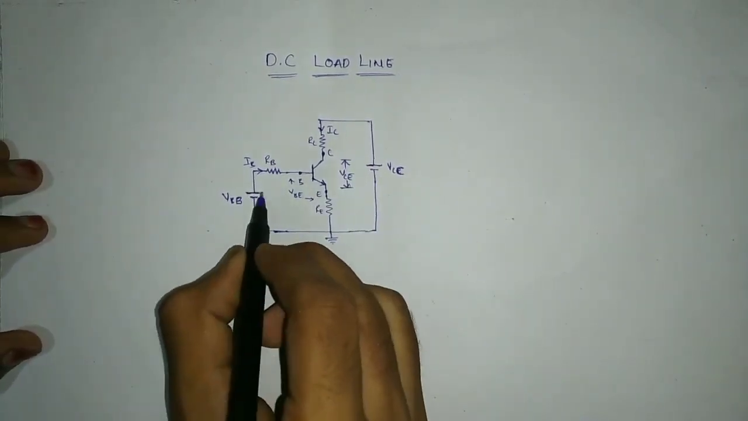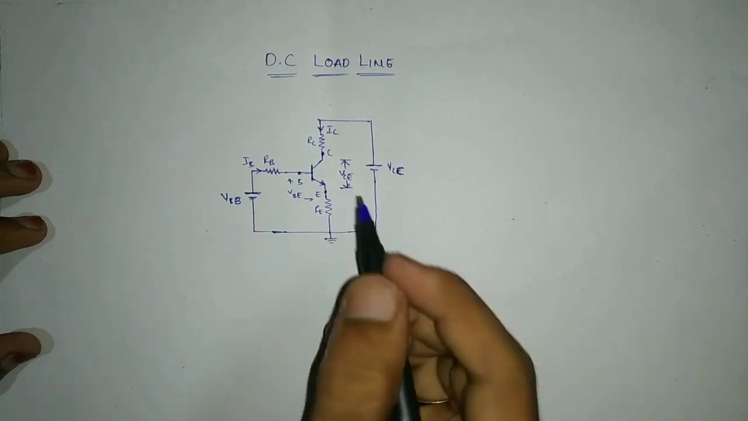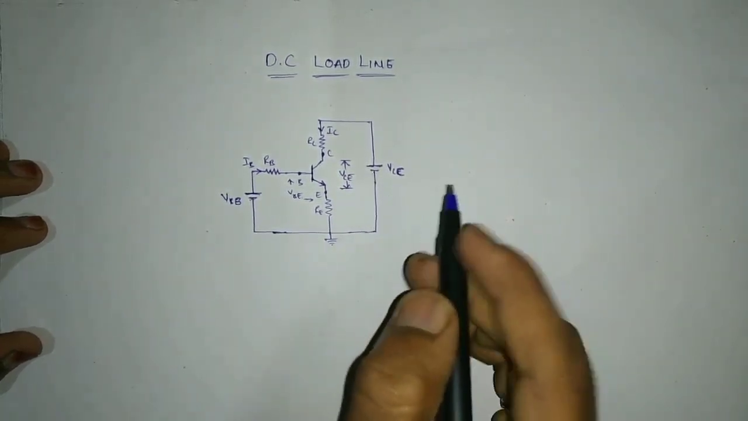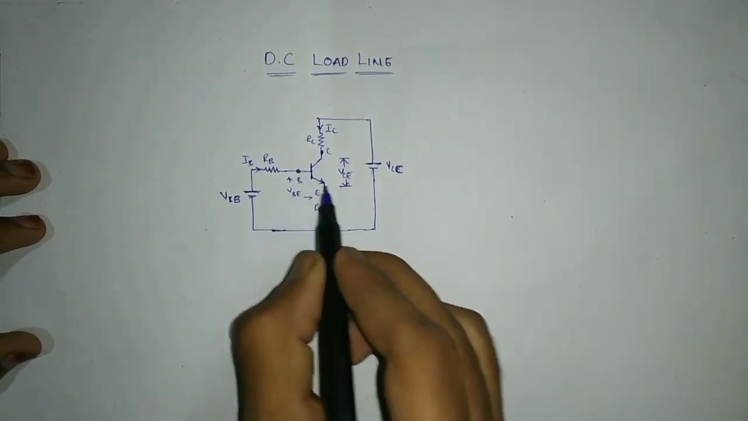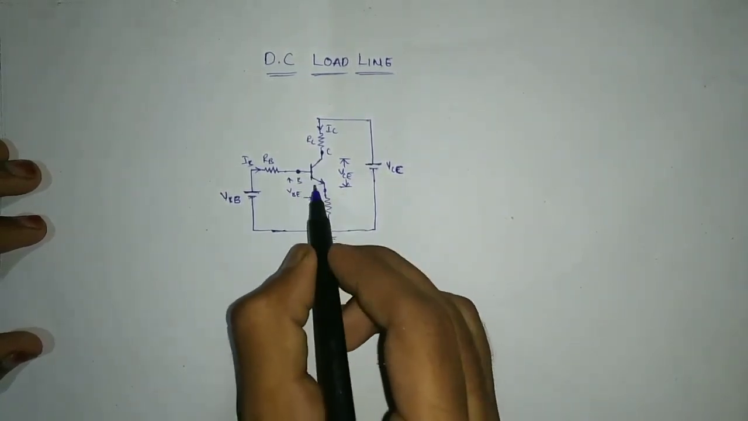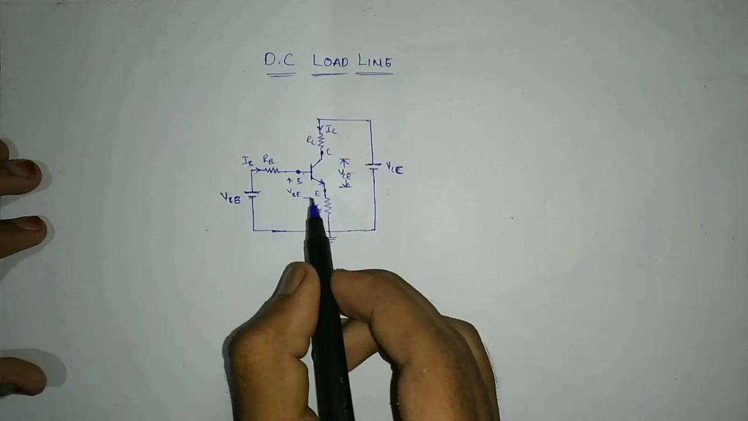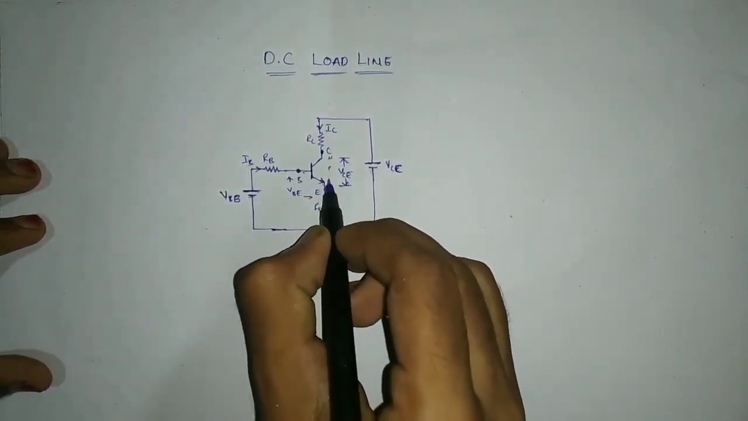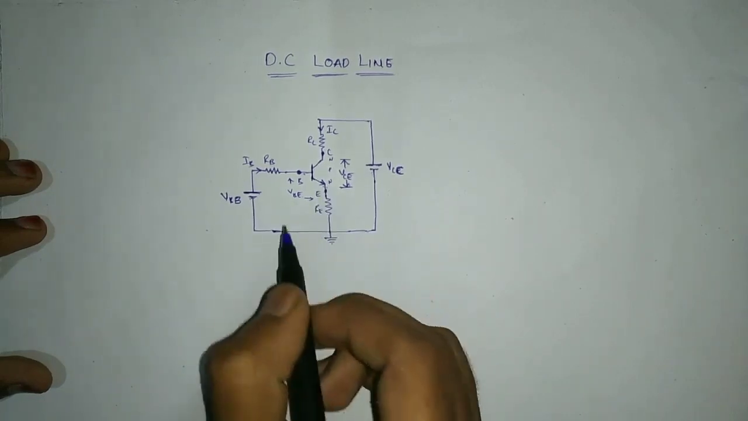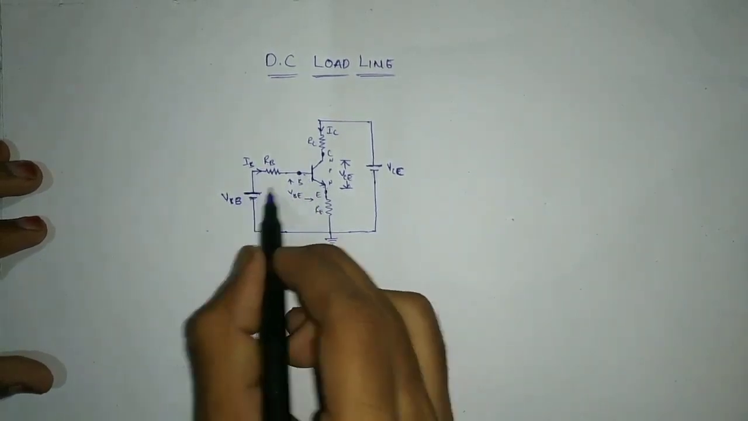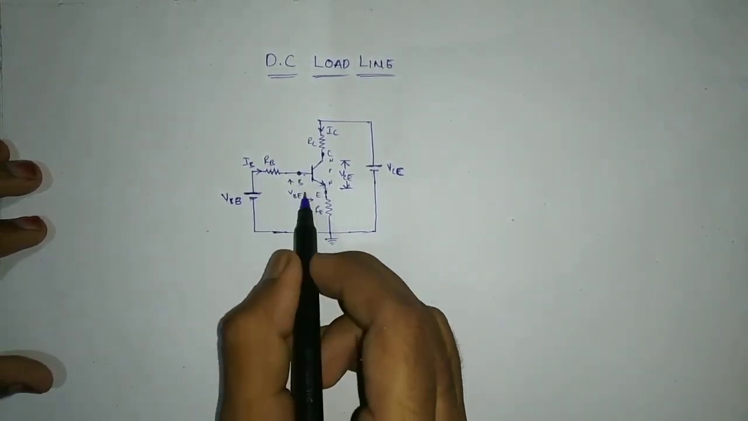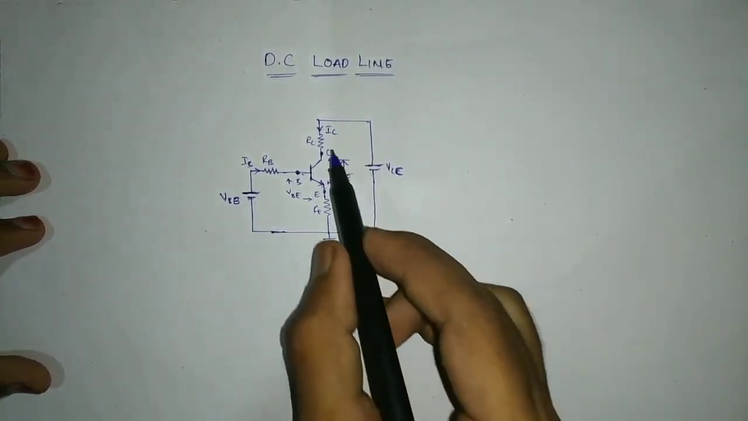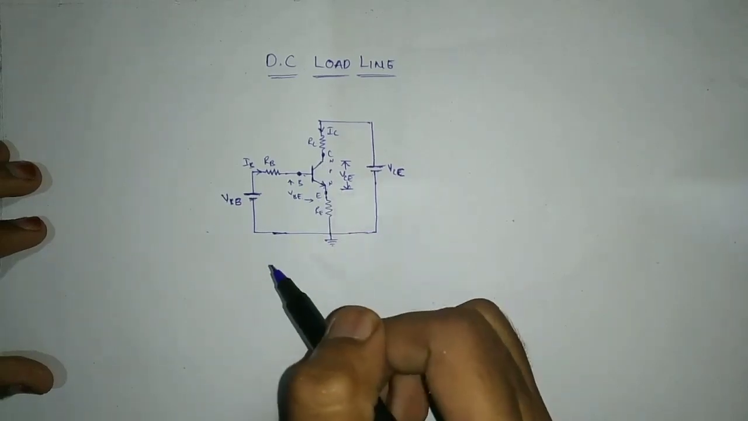We know that we have applied DC at the input side and also at the output side. To make the transistor work as an amplifier, we have to forward bias the base emitter junction. So let us assume this is an NPN transistor. This is the emitter. We have given the voltage in the form to forward bias the base emitter junction and reverse bias the base collector junction.